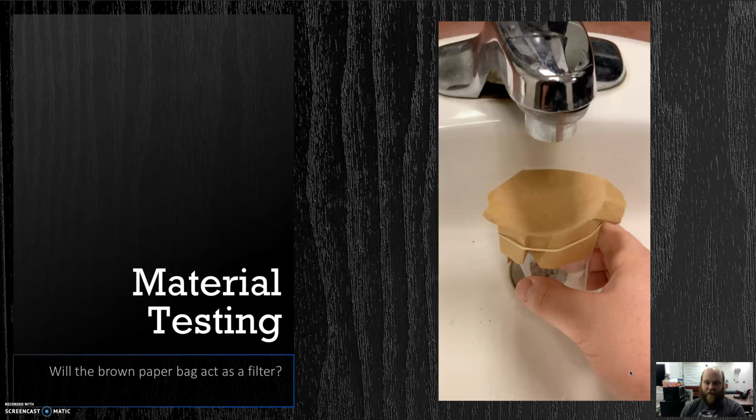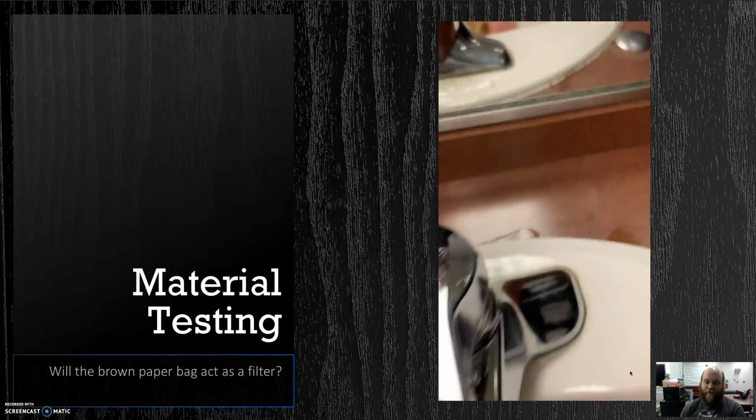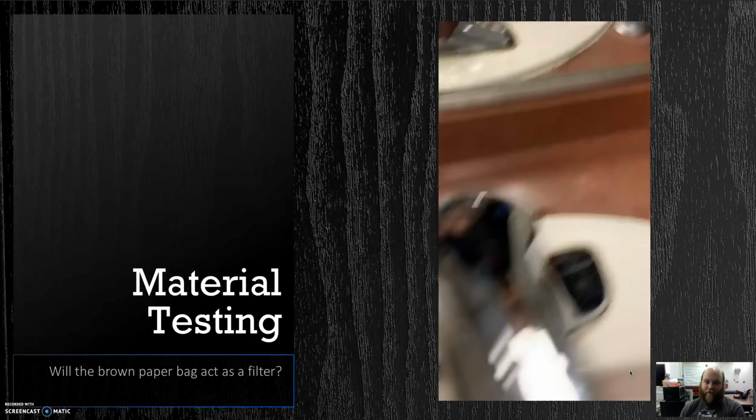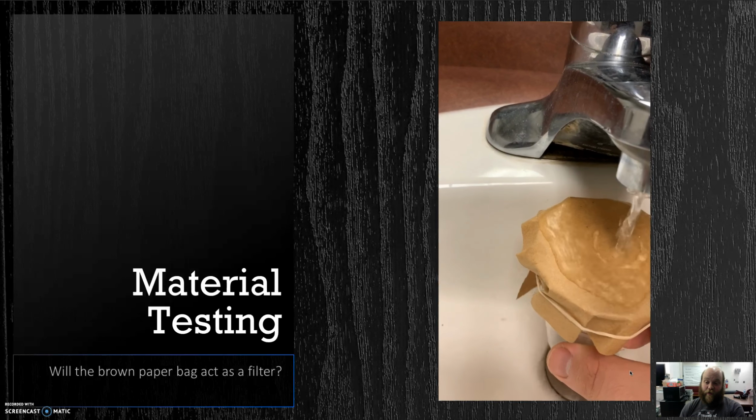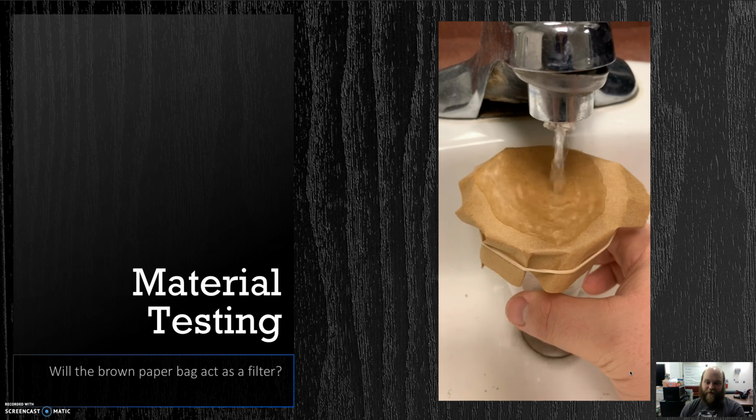So I couldn't figure out exactly what the paper bag was for, if it was just for catching materials like spillages or anything like that, or if there was a greater purpose to it in terms of filtration. So I did try a little video here to see if the brown paper would actually permeate to let water in, and I won't play the whole thing, but spoiler alert, it doesn't.